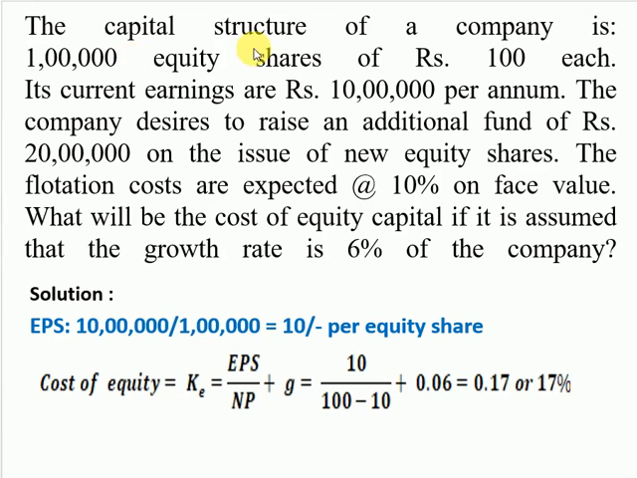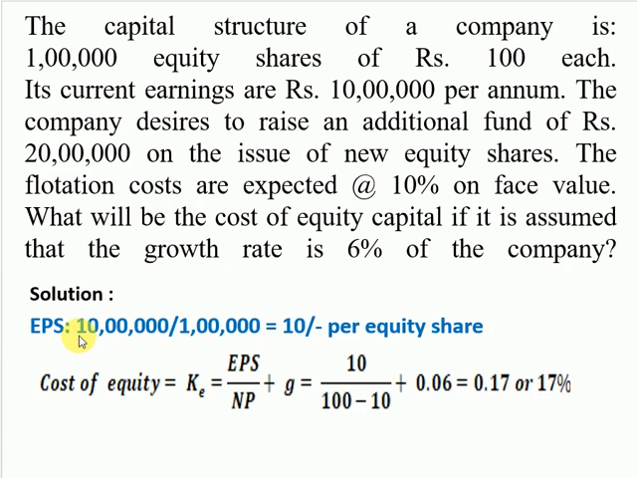In this example, capital structure of the company is 1 lakh equity shares of Rs 100 each. Its current earnings are 10 lakh per annum. The company desires to raise an additional fund of Rs 20 lakh on the issue of new equity share. The flotation costs are expected at 10% on face value. What will be the cost of equity capital if it is assumed that growth rate is 6% of the company?